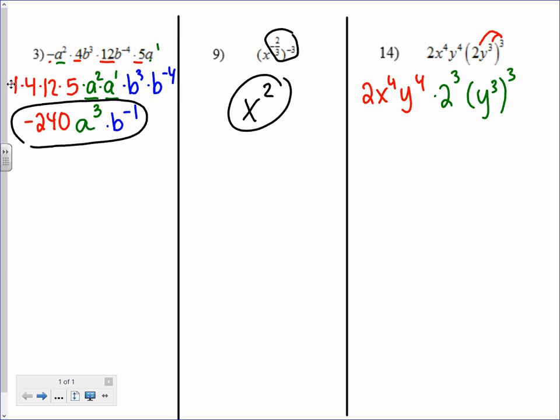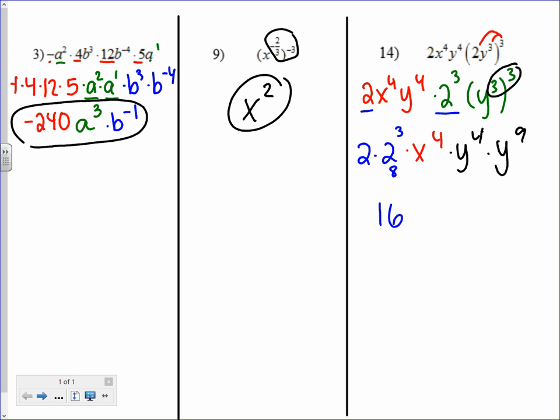Okay, so I end up with, I'm going to rearrange this, with the 2 in front times 2 to the third, then the x to the 4th, and then I'll do my y's. Y to the 4th times, I multiply here, y to the 9th. Okay, well, let's see. 2 to the third is 8. So I have 2 times 8 is 16. X to the 4th. Then I add these exponents, y to the 13th.